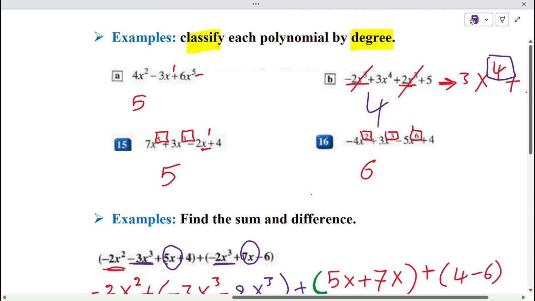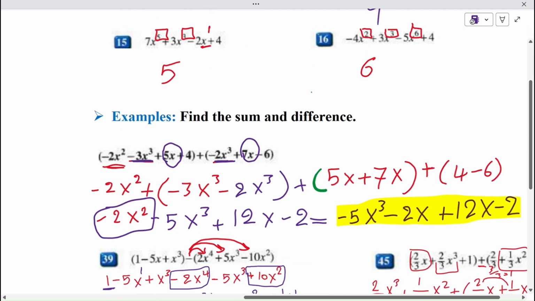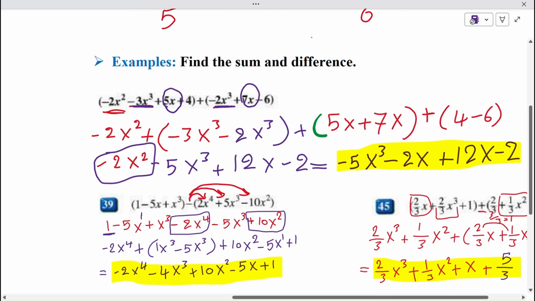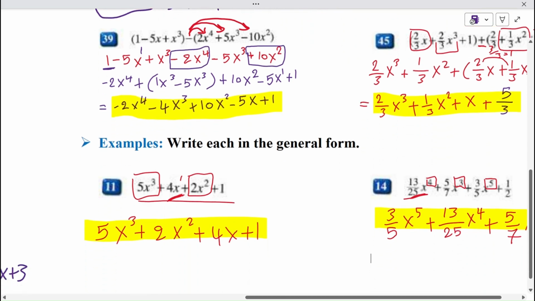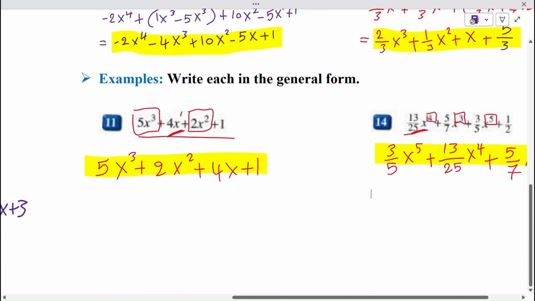You have to find out the highest degree. Then about sum and difference, you have to combine like terms. Just combine these variables which have the common degree, then add and subtract. Then about general form, just order the exponents from the highest to the lowest.